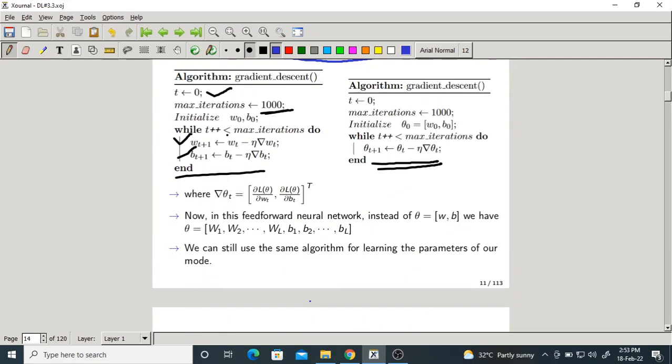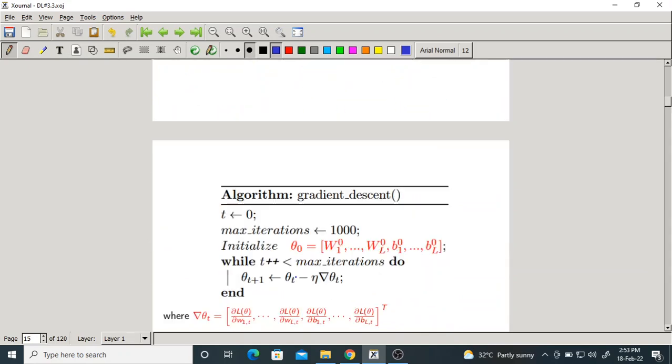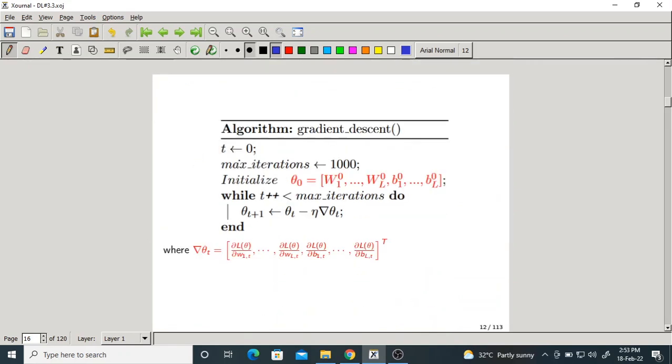Obviously, in the same algorithm, we have to replace theta with this. So we can still use the same algorithm to learn the same parameters, W1 to WL, B1 to BL. These are weights and biases. Okay. Now this is how the algorithm changes. So now we have to initialize all these parameters instead of W and B. In the previous case, theta was initialized with what only? Theta naught equal to W naught and B naught. But here you have to initialize these many parameters.